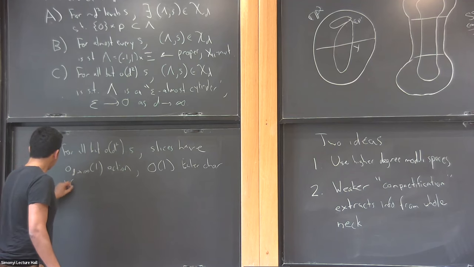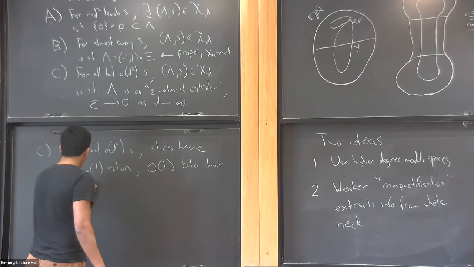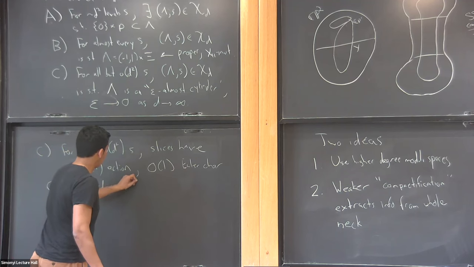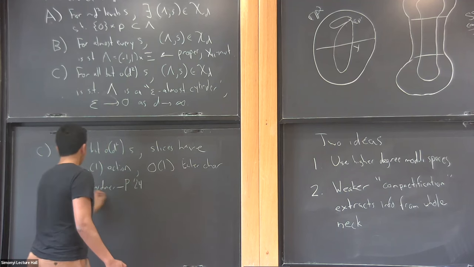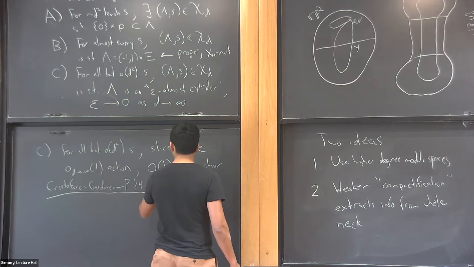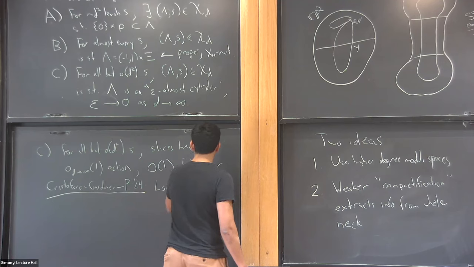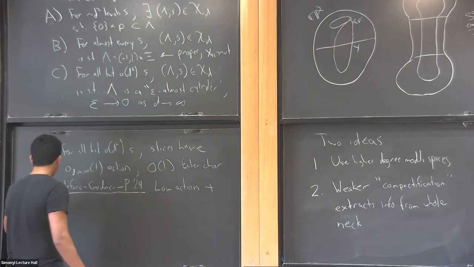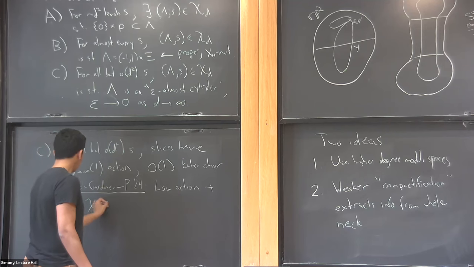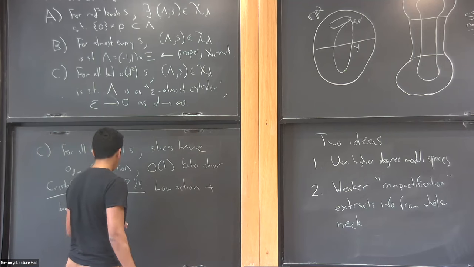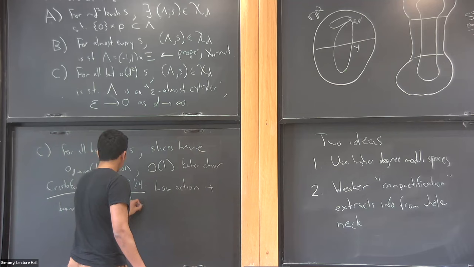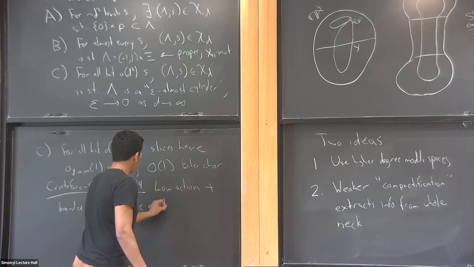And then in my recent paper with Dan, we have this analytic result, which says that low action plus bounded Euler characteristic implies that the slice is nearly invariant.